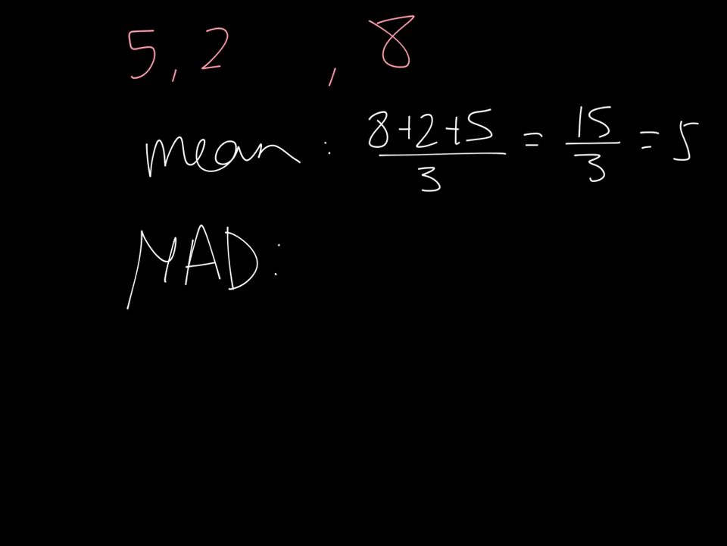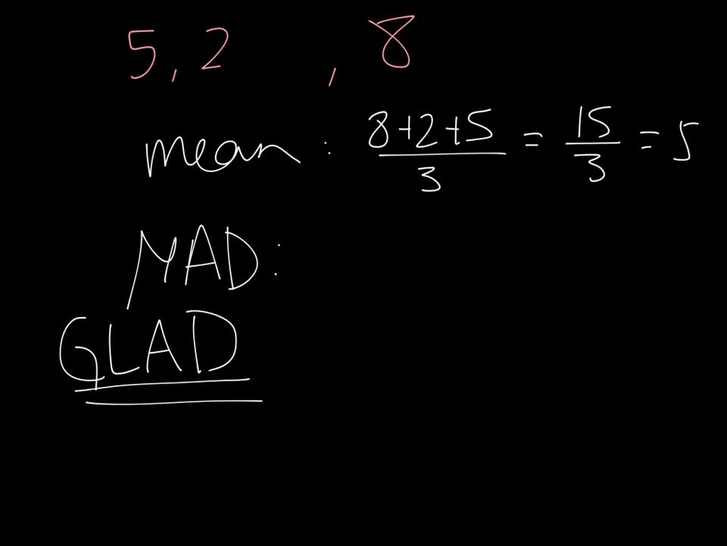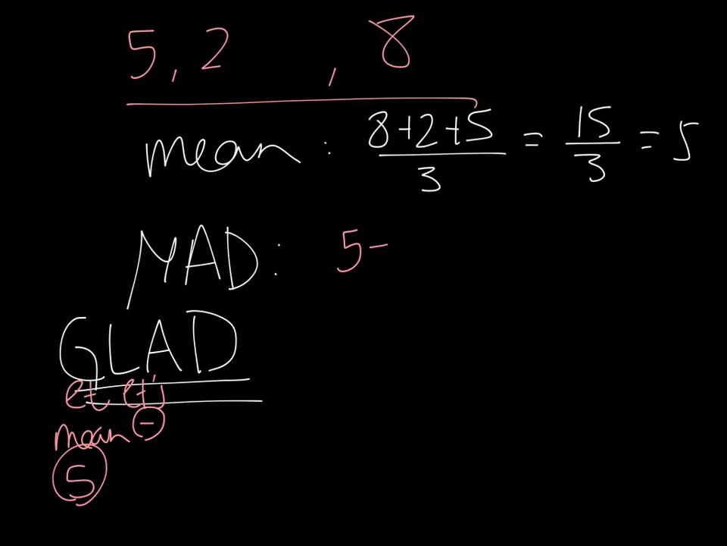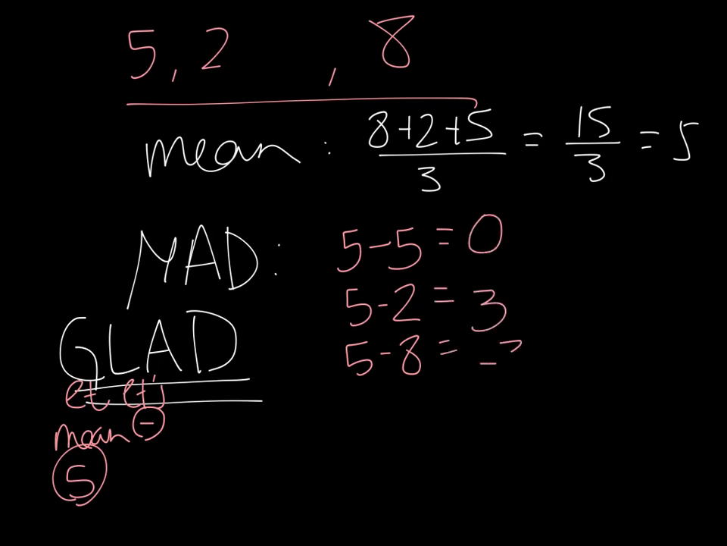Did you get 5 as your mean? Okay, so you're going to add everything up and divide it by 3 because there are 3 numbers, and you get 5. So the MAD, how I remember it, because I will never remember it myself, is by remembering the word GLAD. G stands for get the mean. So we got the mean, which is 5. L stands for let's subtract. So I'm going to subtract 5 from all the numbers. So 5 minus 5, 5 minus 2, 5 minus 8. So 5 minus 5 is 0, 5 minus 2 is 3, and 5 minus 8 is -3.